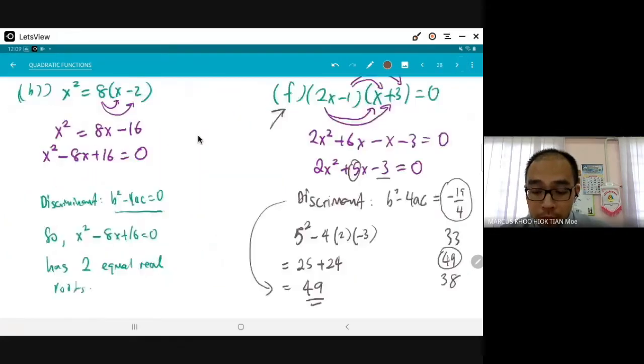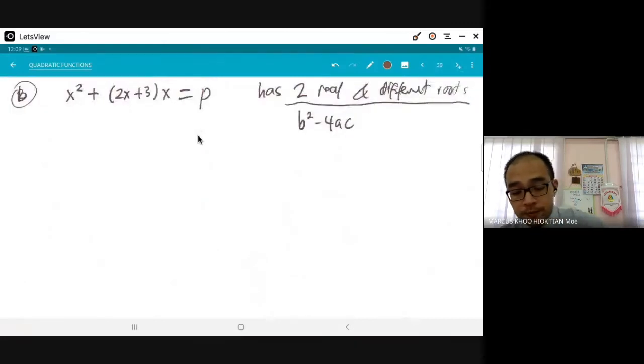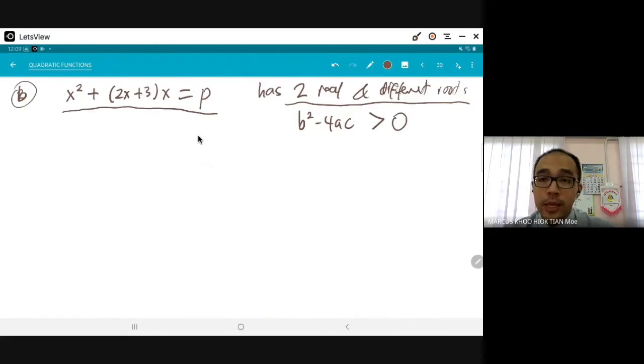Okay, so kita mula dari sana, more than 0. Tapi, bolehkah kita identify B squared, B, A, and C? Belum lagi kan? Ya, belum lagi. Because dia tidak sama dengan kosong. So, we still have to simplify this.